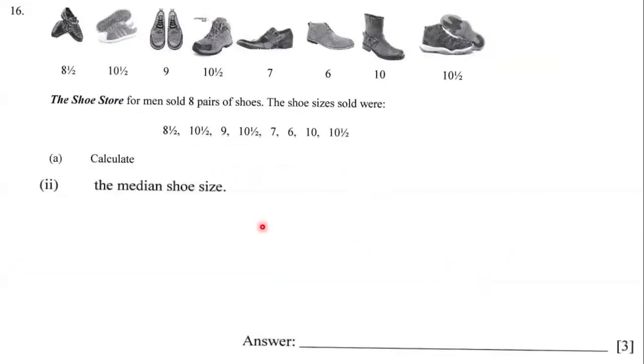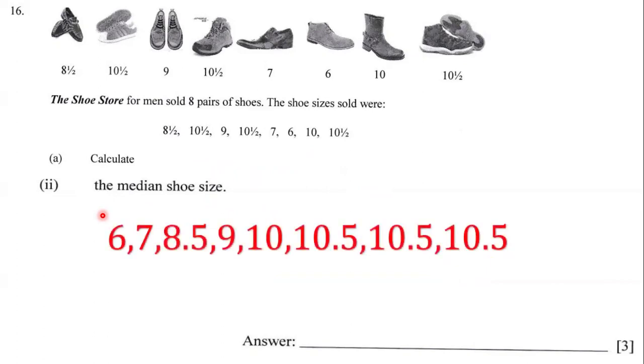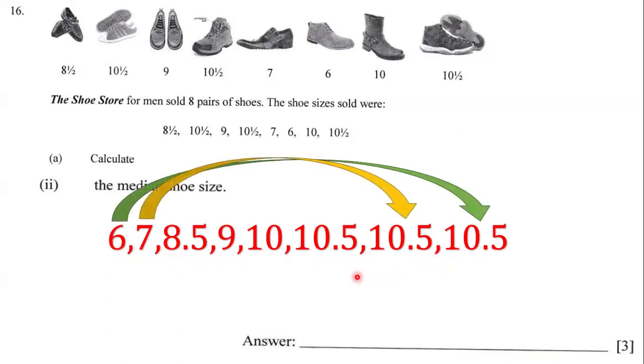Next, we need to calculate the median shoe size. In order for us to calculate the median shoe size, we're going to list the shoe sizes from least to greatest. So we have 6, 7, 8.5, 9, 10, 10.5, 10.5, and 10.5. Notice that this 6 goes with this 10.5, this 7 goes with this 10.5, the 8.5 goes with the 10.5, and so we are left with just 2 numbers in the middle.